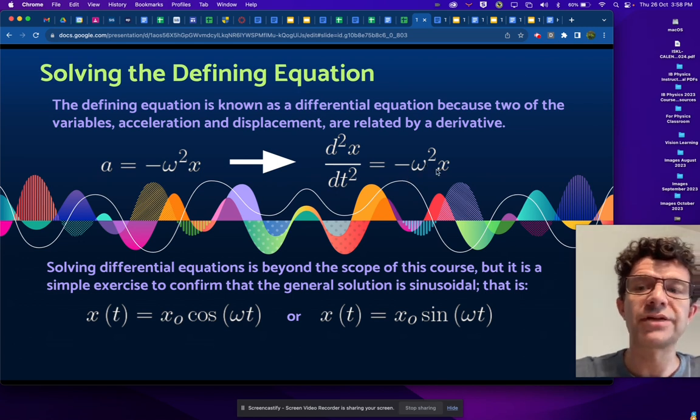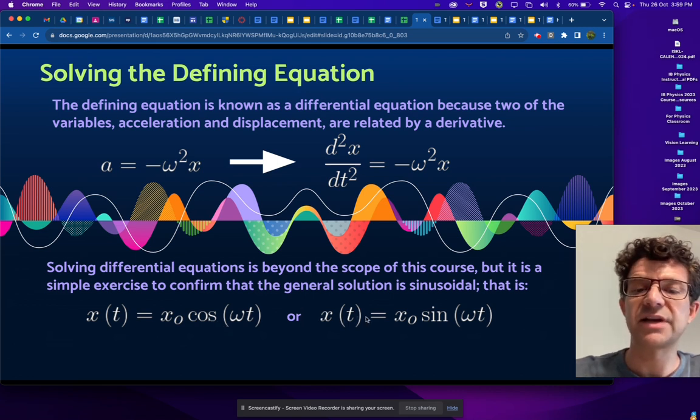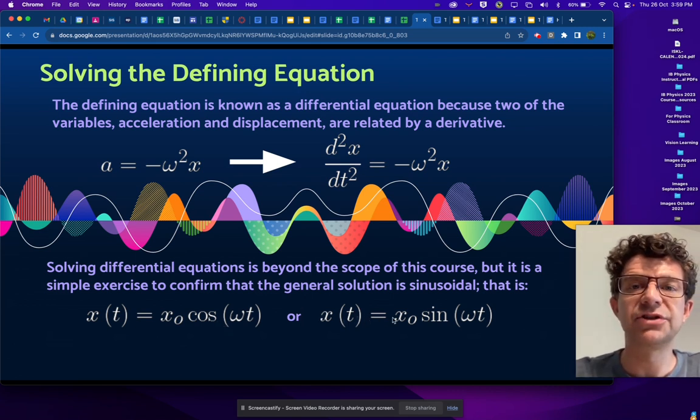Solving differential equations is really beyond the scope of this course, but it shouldn't take you too much time, if you're comfortable with calculus, to take the second derivative of either the function x of t equals x0 cosine omega t, or x of t equals x0 times sine of omega t. These are two base sinusoidal functions, where omega is the angular frequency, and x0 would be the amplitude of the motion for the displacement.